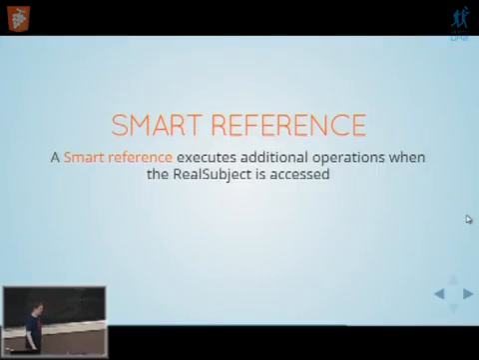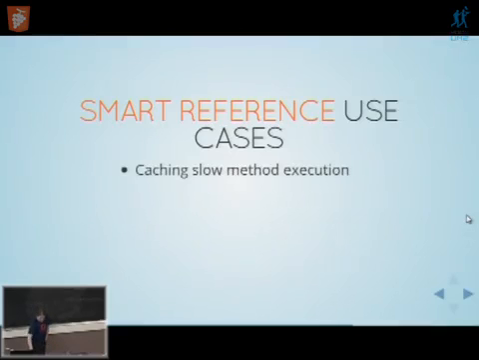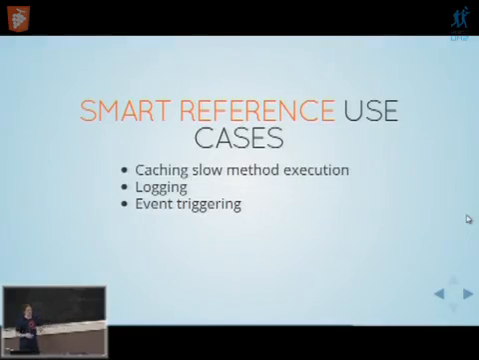So you saw that in the talk yesterday about aspect-oriented programming. The idea is basically to decorate methods and execute logic before or after or override stuff. And again, this is one kind of implementation of aspect-oriented programming. So the idea is that you could cache methods that take a lot of time to execute. You could log stuff. You could trigger event stuff. You could trigger an event whenever a method is called.